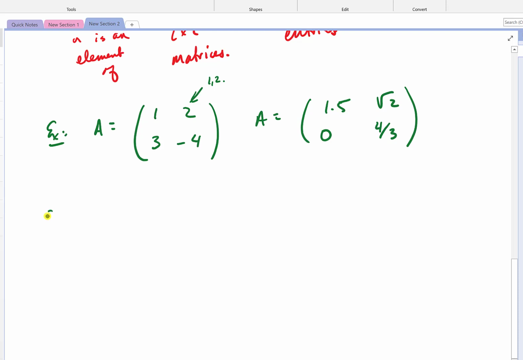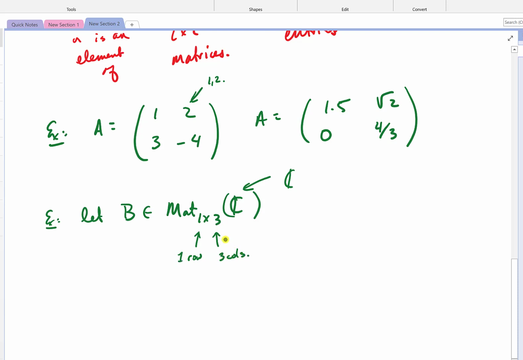So we could say, let B be an element of the matrices that have dimensions 1 row by 3 columns, and let's say the entries come from the complex number system. So this sort of strange looking C here stands for the complex numbers. So again, let's say this one more time. What does this 1 denote? This denotes that we have 1 row in our matrix and we have 3 columns in our matrix.